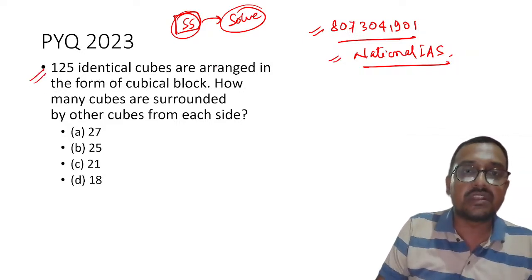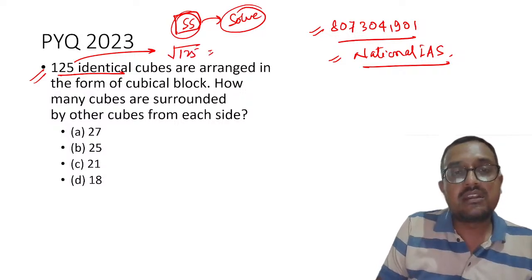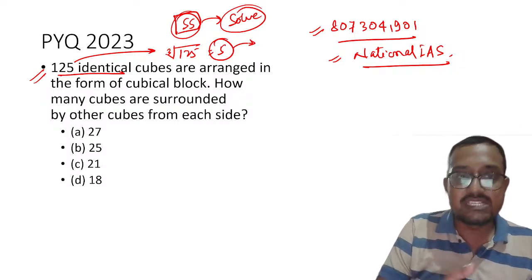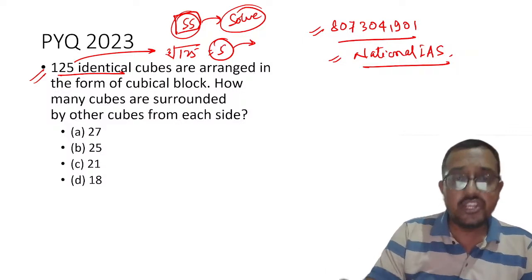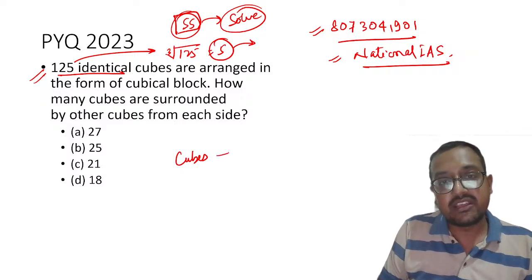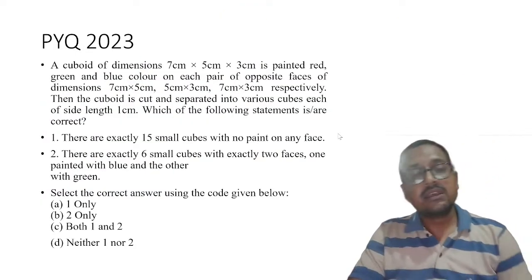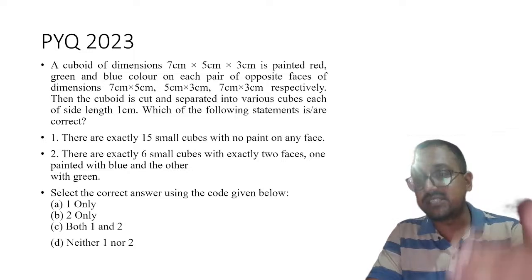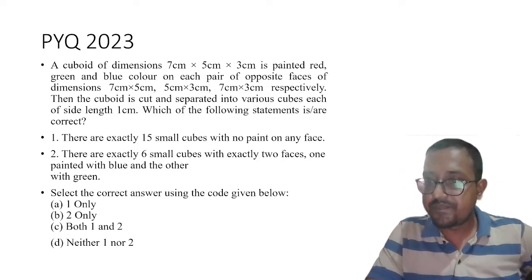Please take screenshot of this question. 125 identical cube means on one edge there will be a cube root of 125, that is 5 cubes on one edge. So please remember, this is extremely important. 2023 PYQ is there, and here you have to tell which cubes have no face painted, that is completely inside the body. Clear? Then this is the second question, which is again very important and similar pattern question which was asked in 2023, which was a bit higher level.